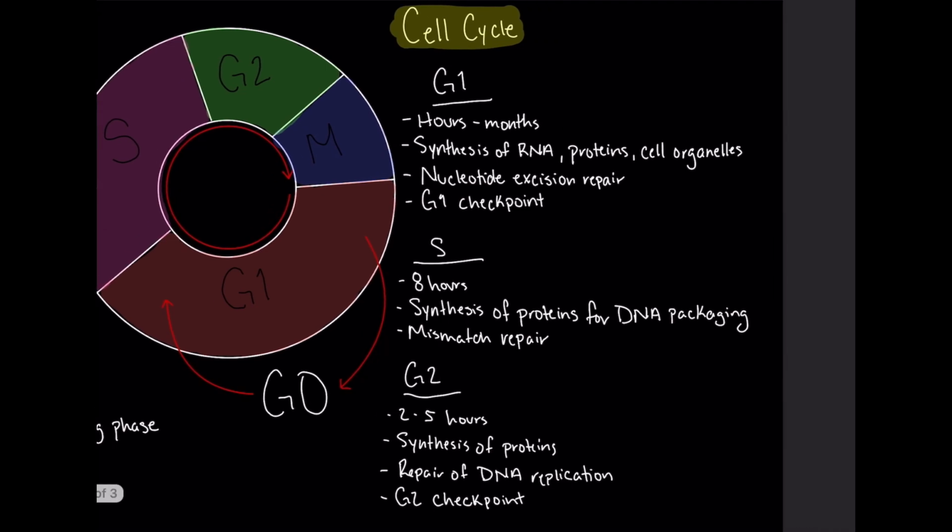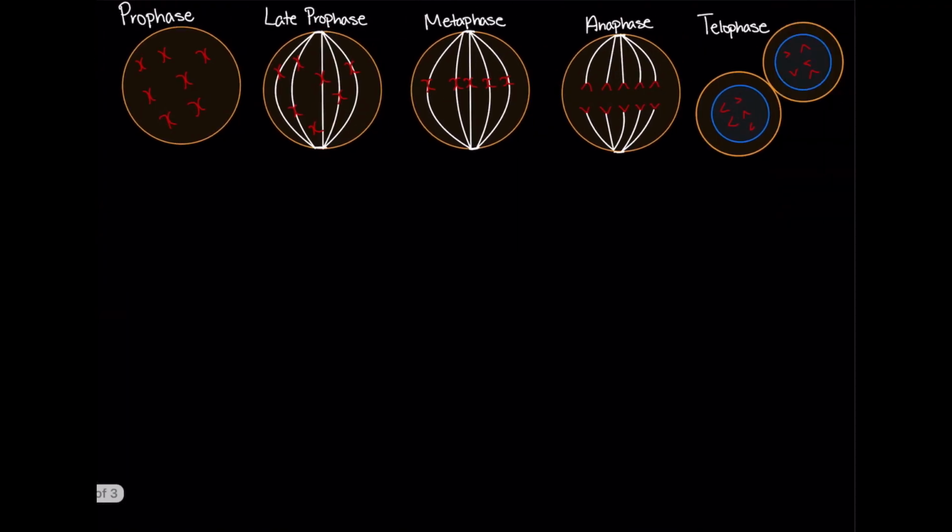Now, for mitosis, or the M phase, there are five phases inside of mitosis. Now, mitosis is the process in which the cell distributes the DNA to the daughter cells, and it lasts around 1 hour. So let's write that down. Let's write it over here. Around 1 hour.